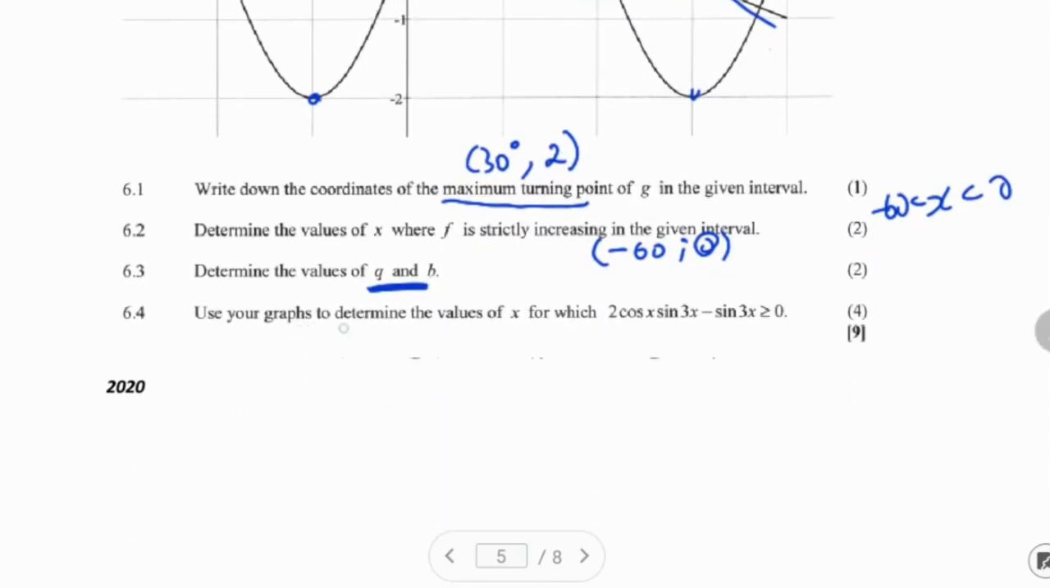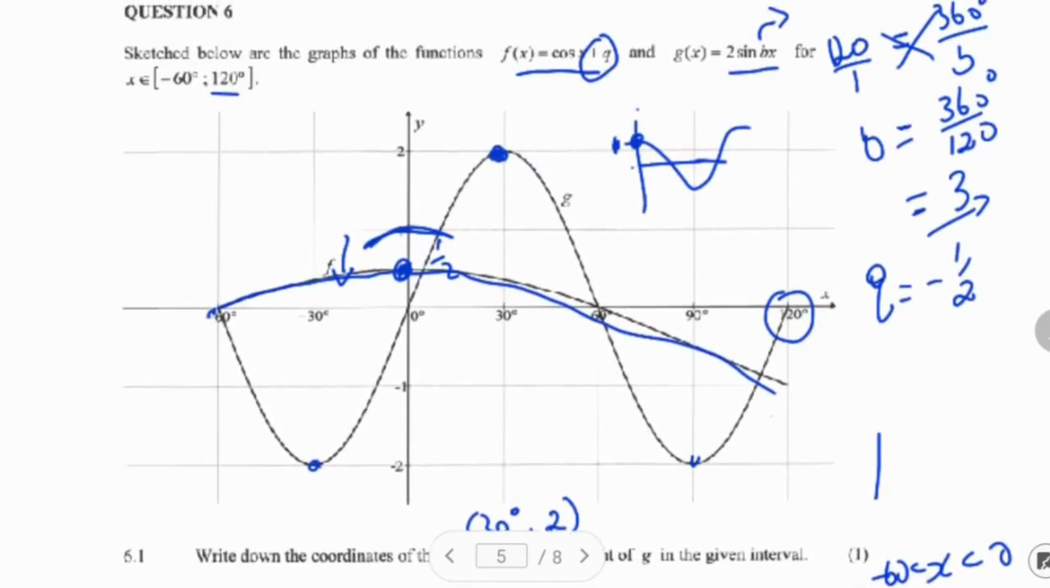All right, and then use the graph to determine. Use the graph. It doesn't say solve, it says we need to use the graph. We need to determine that 2 cos x sine 3x minus sine 3x is greater than or equal to 0. So we immediately notice that there's a common factor. So I'm going to take out that common factor, sine 3x. And what I'm trying to do is get our graphs there.